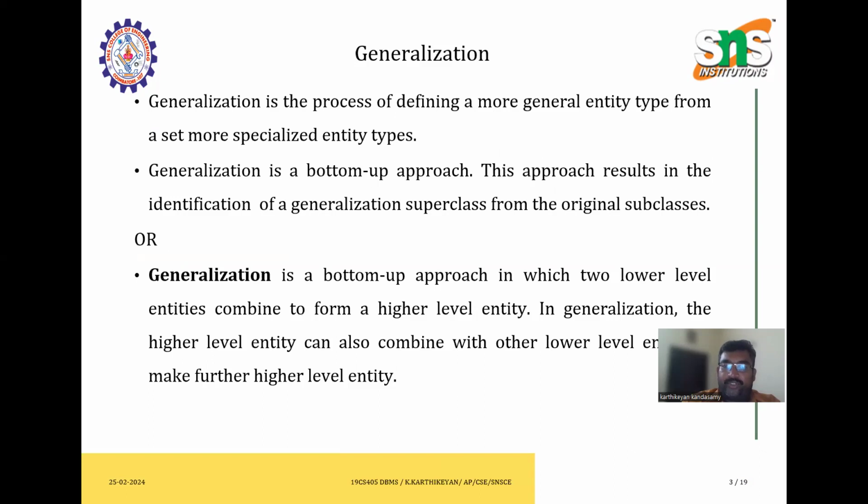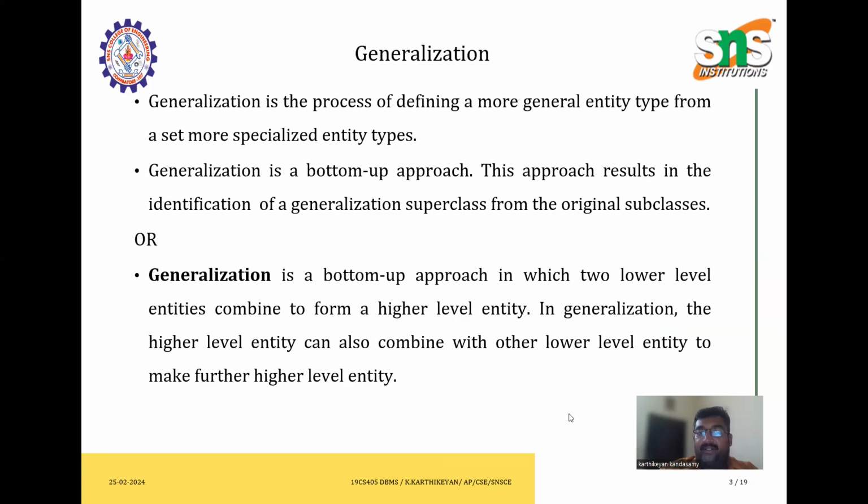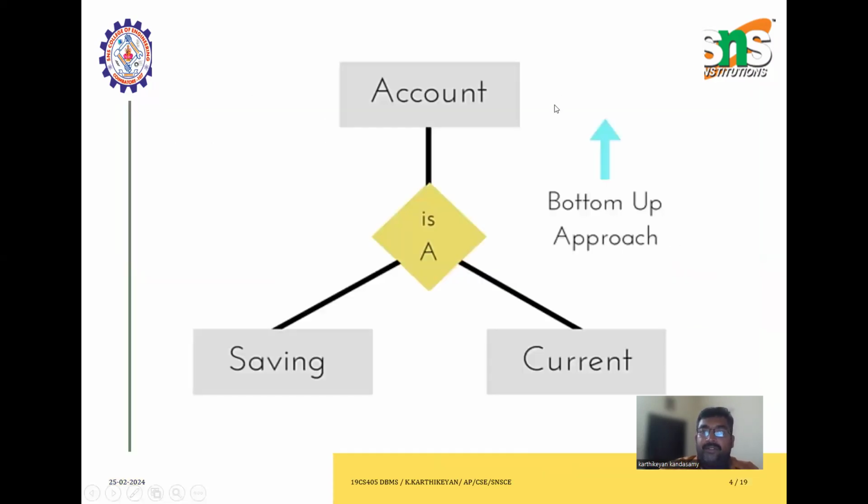Generalization is a bottom-up approach. It results in the identification of a generalized superclass from the subclasses. In the bottom-up approach, two lower level entities are combined into a higher level entity. Generalization is a process in which lower level entities are combined to make a higher level entity. So this account is based on savings account or current account. This is the bottom-up approach in the process.